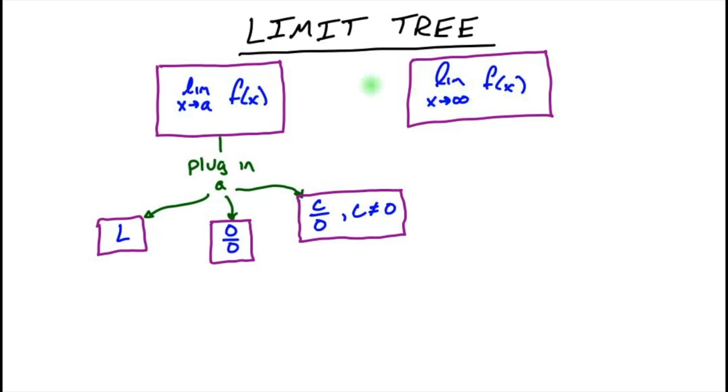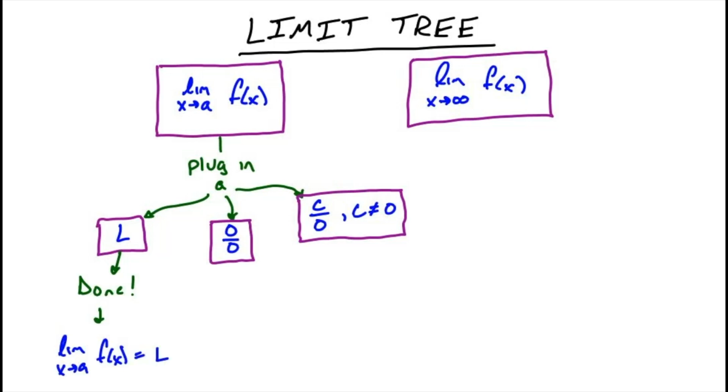So if you ever run into a question that asks you the limit as x approaches a of f of x, the first thing that you should always do is just plug in a. When you plug in a, you're going to end up with one of three possible outcomes. Let's look at the easiest outcome possibility first, and that's if we get a value of L, meaning just any real number when we plug in a. If you get any real number when you plug in a to your limit, you're done. No further steps necessary. You can just say that the limit as x approaches a of f of x is going to equal whatever value you got.